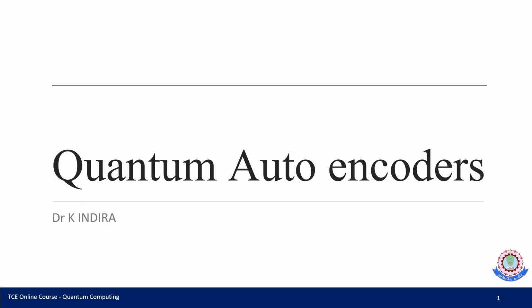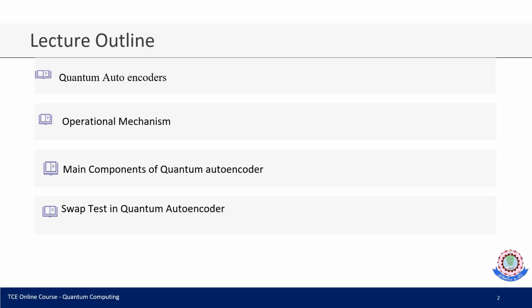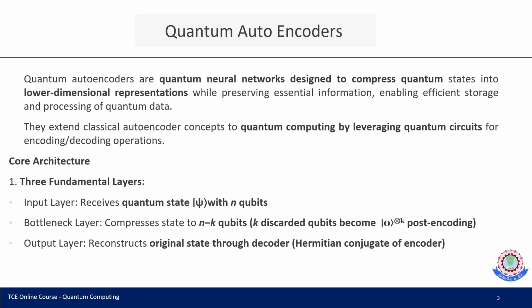In this session we are going to discuss quantum autoencoders. The first section is about quantum autoencoders, the next is the operational mechanism, the third is the main components of quantum autoencoders, and the last is the swap test in quantum autoencoders.